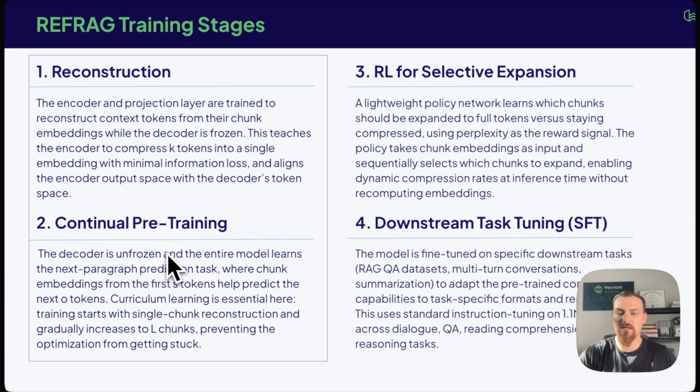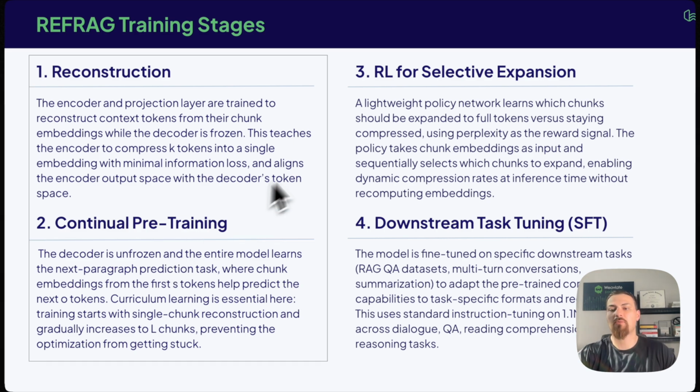So the second stage of pre-training is continual pre-training. The decoder is unfrozen and the entire model is learning the next paragraph prediction task, the language modeling predict-the-next-token task, where the chunk embeddings from the first S tokens help predict the next O tokens. Another key detail is the use of curriculum learning. They start by only predicting a single paragraph, and then extend to predicting L chunks, increasing the size of the outputs it's predicting as it does this next token prediction end to end, with gradients going from decoder back to projection layer back to encoder, training this whole thing end to end.